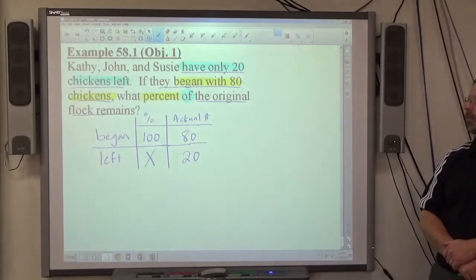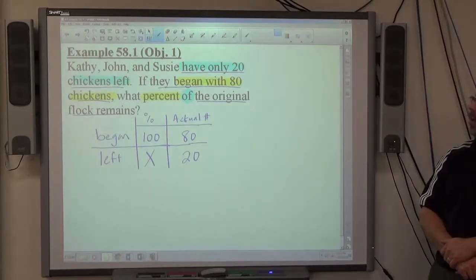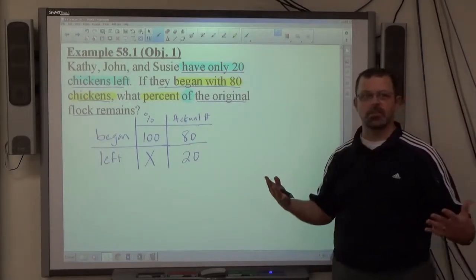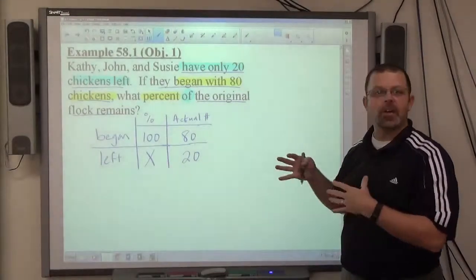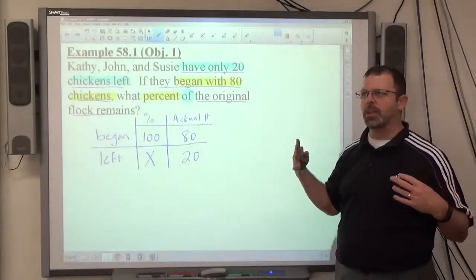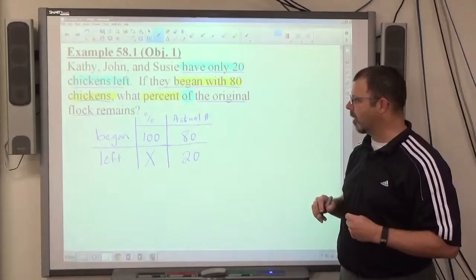The other thing they might have said would have been something like this: Kathy, John, and Susie had 80 chickens and 60 of them ran away. What percent of the original flock remains? It'd be the same situation. They'd still have 20 left, but they're just giving you another piece of information. So you can figure out all these things, but use your brain a little bit, think it through, read it carefully, and make sure you understand what's going on.